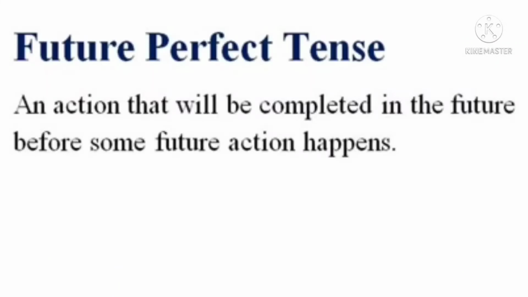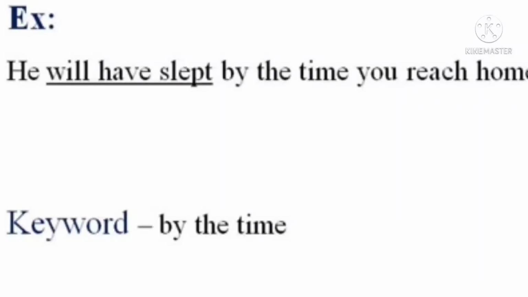Next we can move on to the future perfect tense. An action that will be completed in the future before some future action happens. We can make it with shall or will plus have plus the past participle form of the verb. He will have slept by the time you reach home. The keyword is by the time.